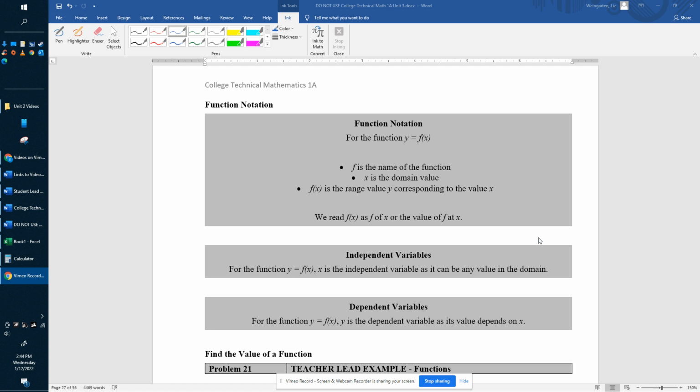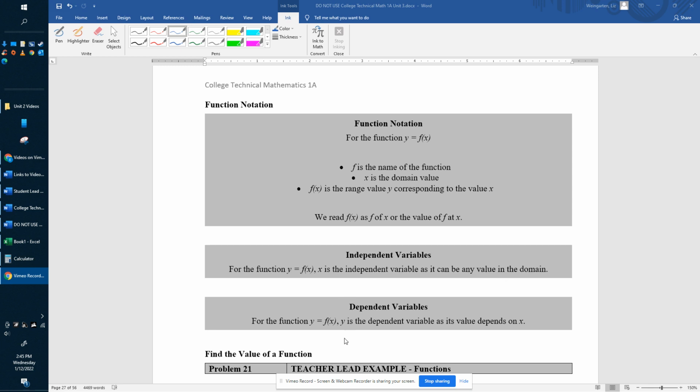X is your domain value, and the entirety of f of x is your range. So we had talked earlier about how x is independent because we can pick what we want to put in there as long as it's part of the domain. Y or f of x is the dependent variable because we don't get to choose what that is. That's given to us based on what we chose for x.